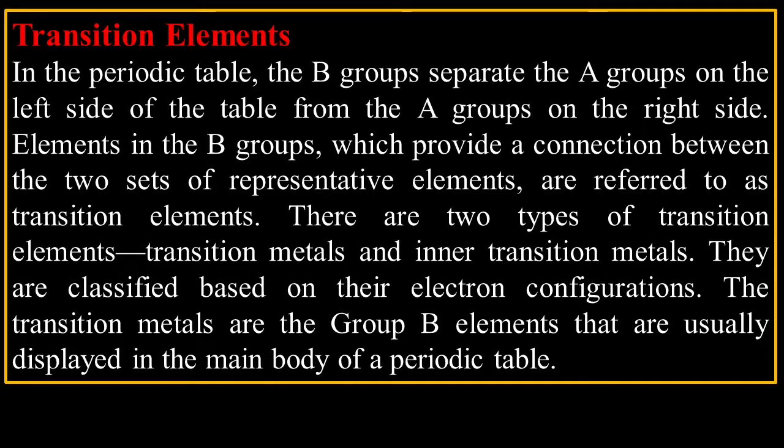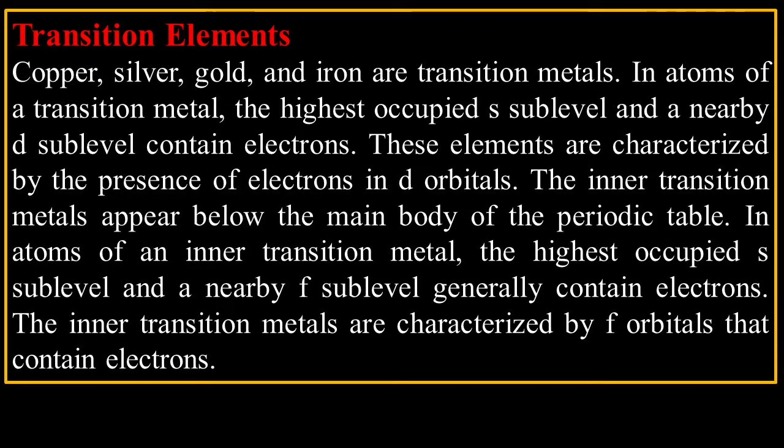The transition metals are the group B elements that are usually displayed in the main body of the periodic table. Again, it's 3 through 12. Copper, silver, gold, and iron are transition metals. In atoms of a transition metal, the highest occupied S sublevel and a nearby D sublevel contain electrons. These elements are characterized by the presence of electrons in D orbitals.